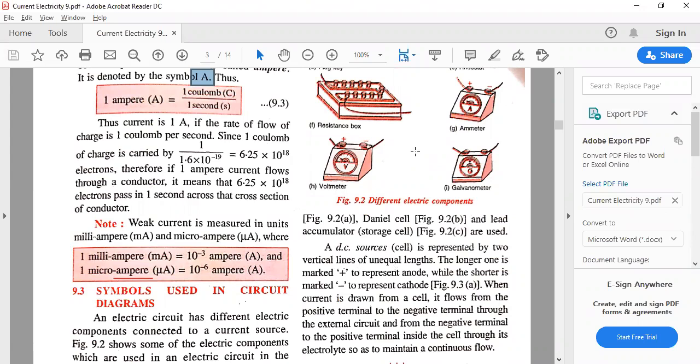One is the positive and the smaller one is negative. The shorter one represents the cathode. Cathode means negative. I'll give you a shortcut to remember. So we remember cathode as NCR. NCR is negative cathode reduction, you can write it down. And in the cathode, a reduction process always takes place.